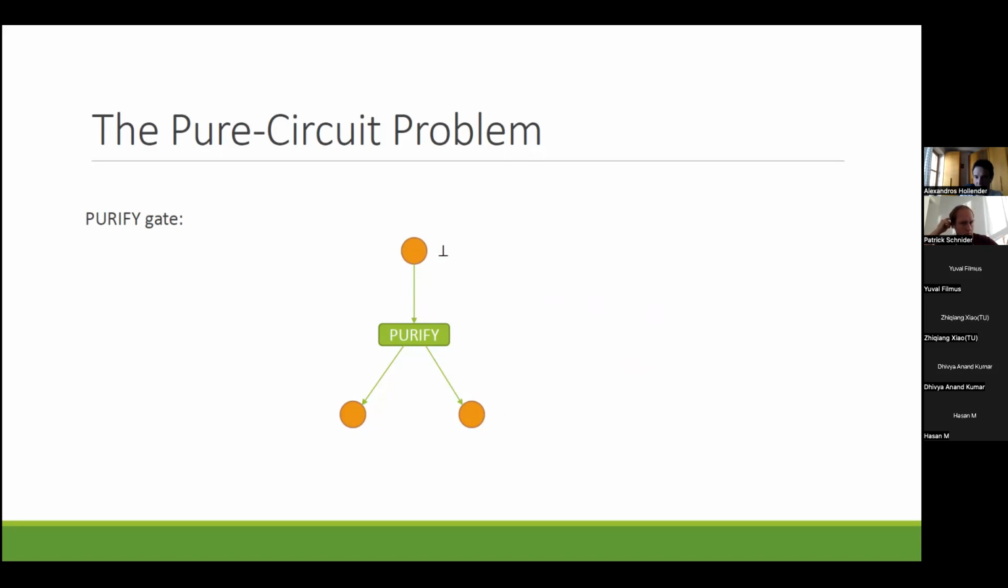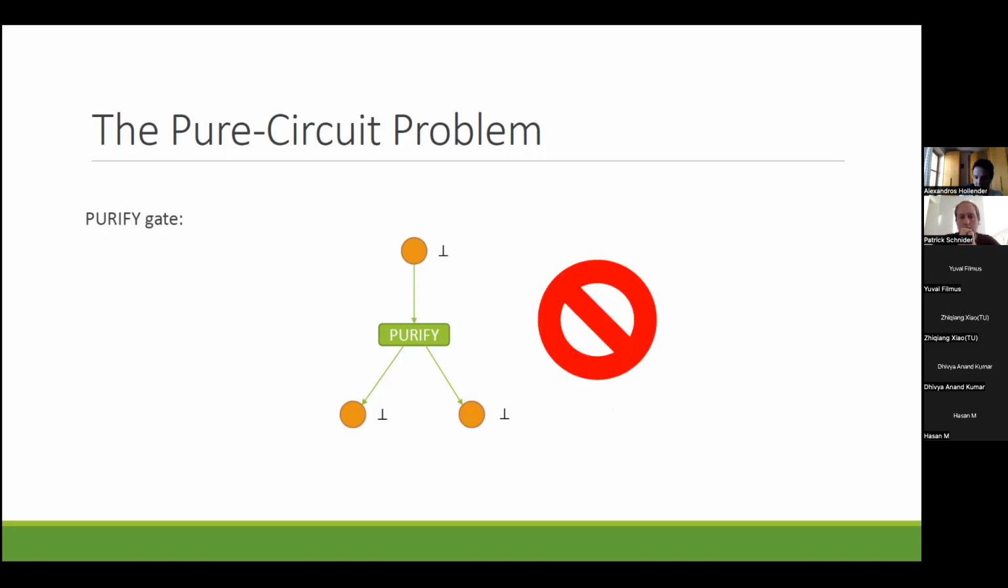Okay, and the interesting thing is what happens when you input a garbage value. When you input a garbage value, the Purify Gate requires you to output something that contains at least 1 pure bit value. Okay, so at least one of those 2 outputs, I don't care which one, has to be a 0 or a 1. You cannot output 2 garbage values.